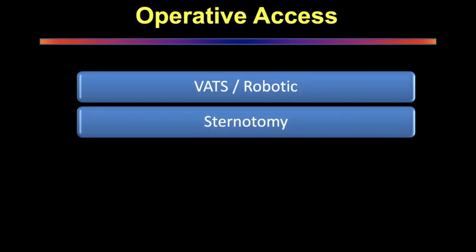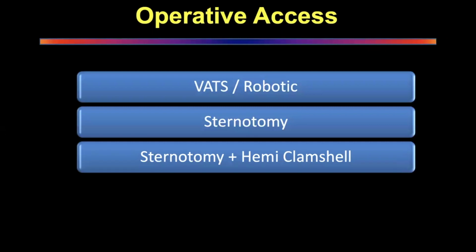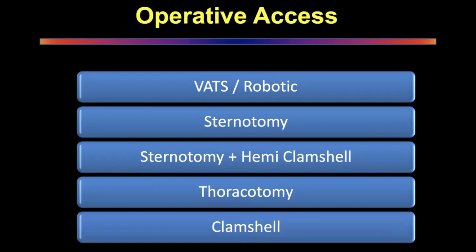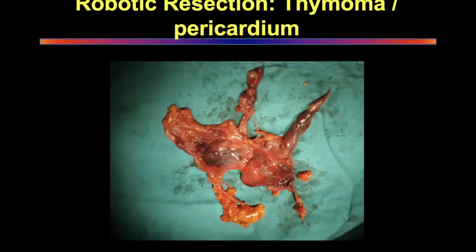So there is a role for that. The second approach is sternotomy, open surgery, open it wide, take it all out. The third is sternotomy and hemi-clamshell. The fourth is thoracotomy, right lateral or left lateral, depending upon the position of the tumor. And the fifth is clamshell. If it's a very large tumor involving vascular structures, etc., then clamshell. So this is a standard.